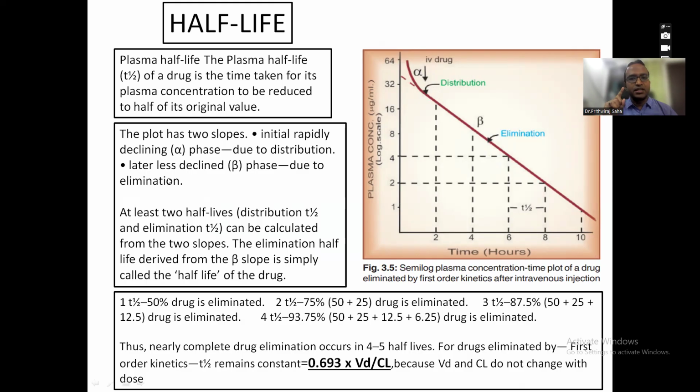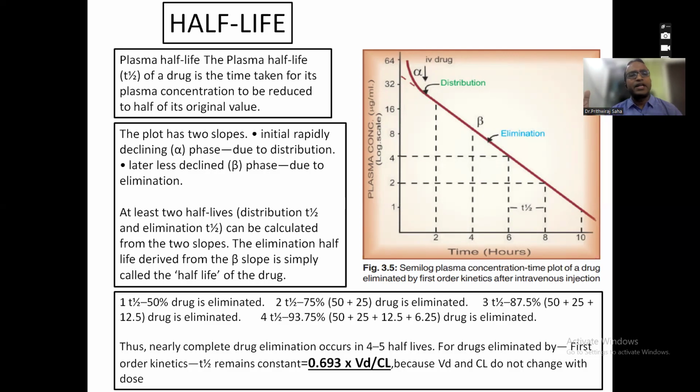So the alpha phase is due to the distribution, the beta phase is due to the elimination. For one half-life, 50%; second half-life, 75%. Likewise, for the fourth half-life, 93.75% of the drug is eliminated. So it is very important that if you administer a drug, you need 4 to 5 half-lives for the drug to get fully eliminated.